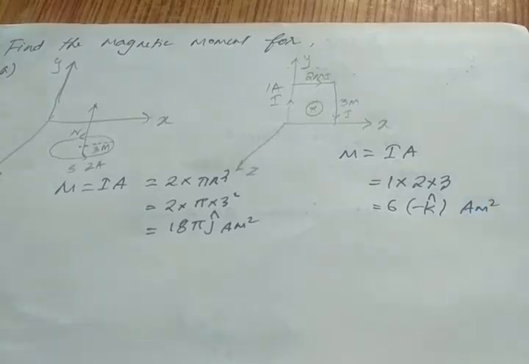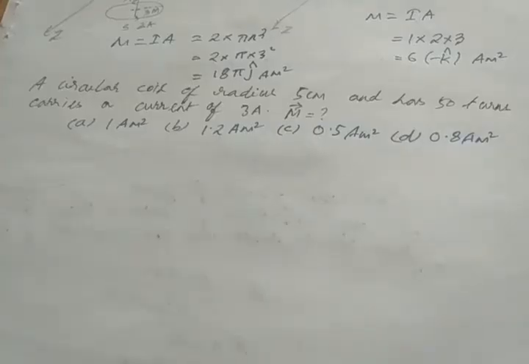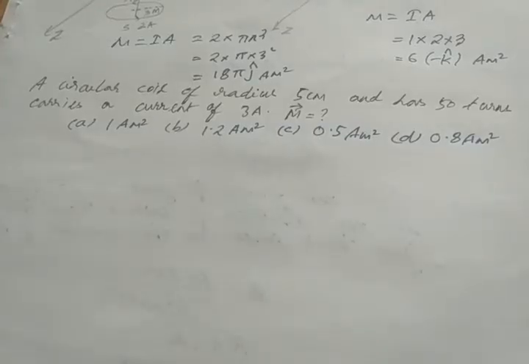Clear? And the third problem, which is given in your metric book: a circular coil of radius 5 cm has 50 turns and carries a current of 3 ampere. The magnetic dipole moment of the coil is. You have 4 options. Option A 1 ampere meter square, option B 1.2 ampere meter square, C 0.5 ampere meter square, D 0.8 ampere meter square.